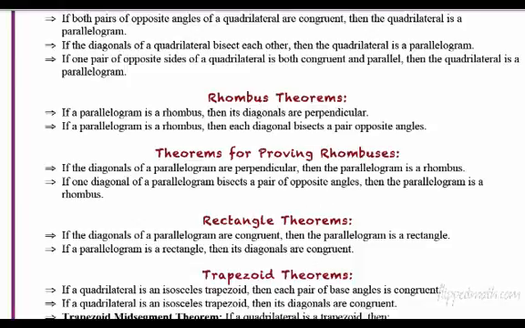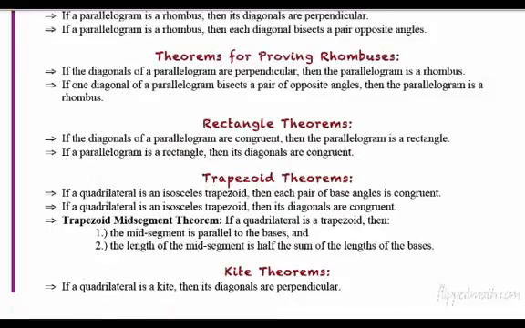Remember, for a rhombus, the diagonals are perpendicular to each other and they bisect a pair of opposite angles. That's true for all rhombuses. And so you can work backwards. The converse is also true, and that's what the next two theorems are. Then we talked about rectangles. Remember, the diagonals are congruent to each other. So that's how you can tell if a parallelogram is a rectangle.